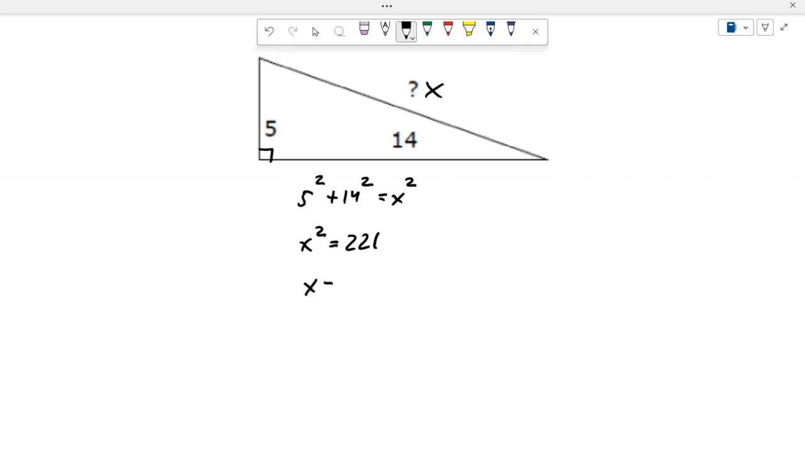Take the square root of both sides. X is the square root of 221. Not only is the square root of 221 an irrational number, it also cannot be simplified, and so you are left with just the square root of 221, and that is your exact answer.